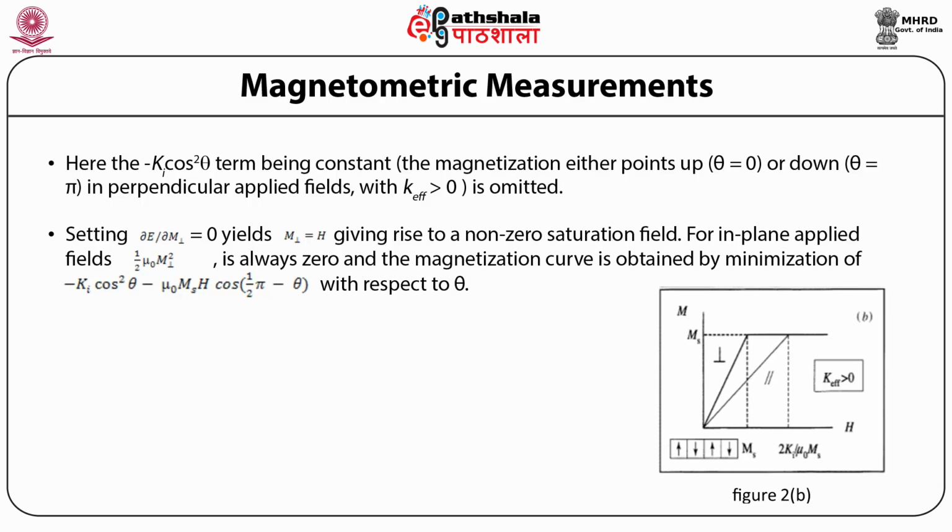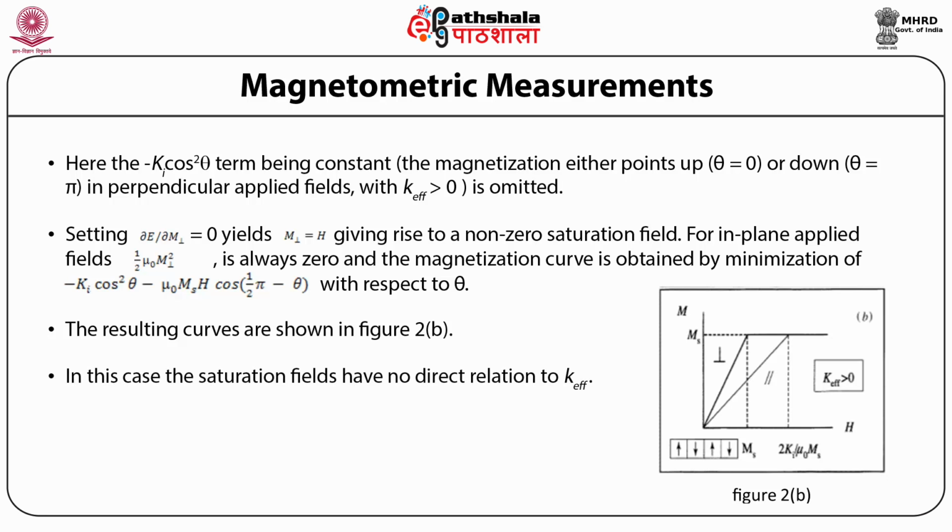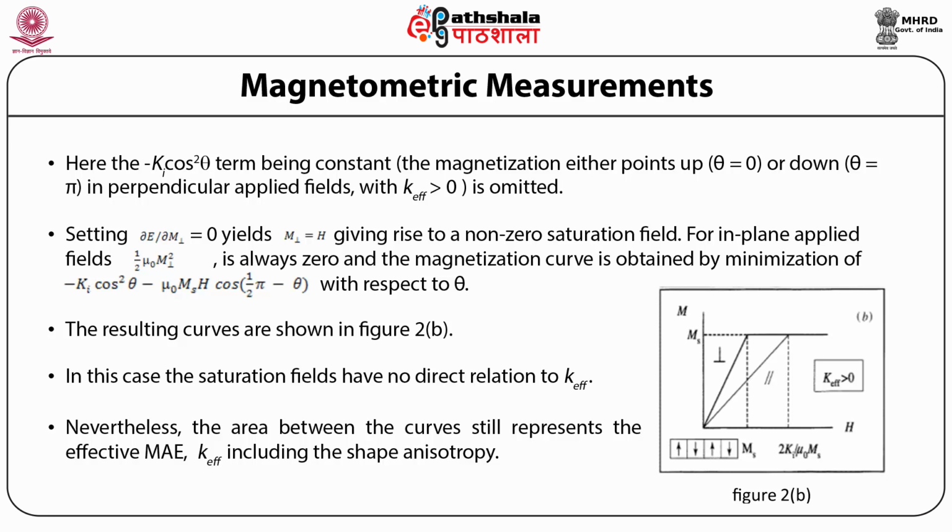curve is obtained by minimization of minus Ki cos squared theta minus mu naught Ms H cos of (pi by 2 minus theta) with respect to theta. The resulting curves are shown in figure 2b. In this case, the saturation fields have no direct relation to K effective. Nevertheless, the area between the curves still represents the effective MAE, K effective, including the shape anisotropy.